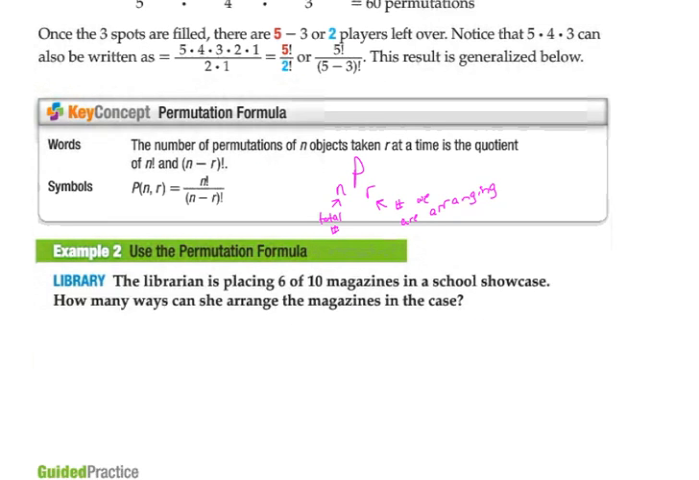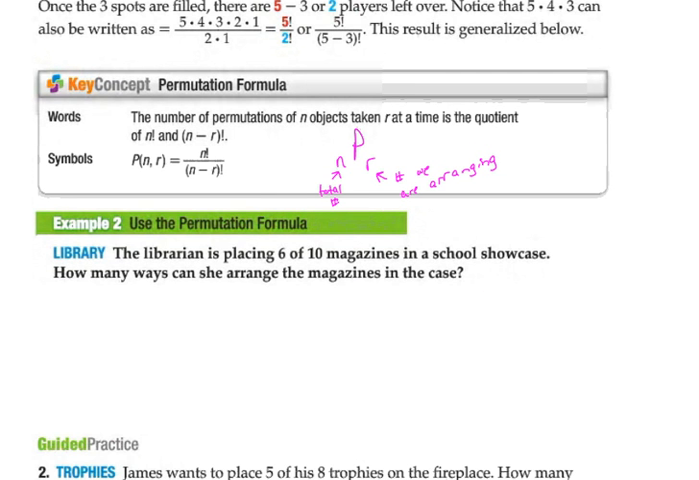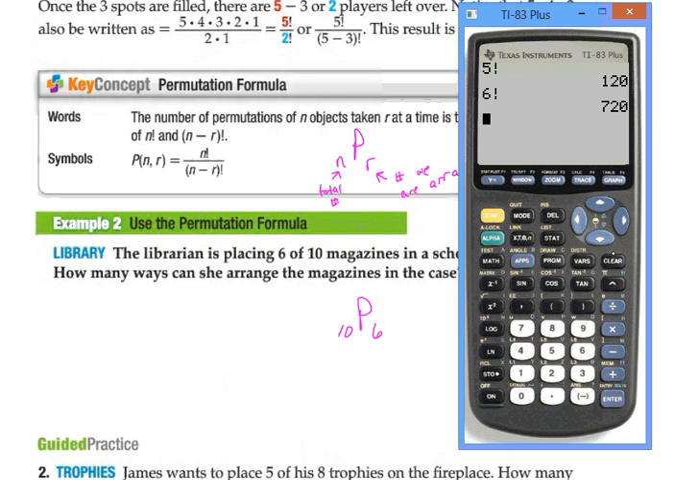Okay, so with that in mind, the librarian is placing 6 of 10 magazines in a school showcase. How many ways can she arrange the magazines in the case? So we know that we're arranging. We know we are dealing with a permutation. The total number of magazines is 10. We are arranging 6. How do we put that in the calculator? We have to tell them that we are starting with 10.